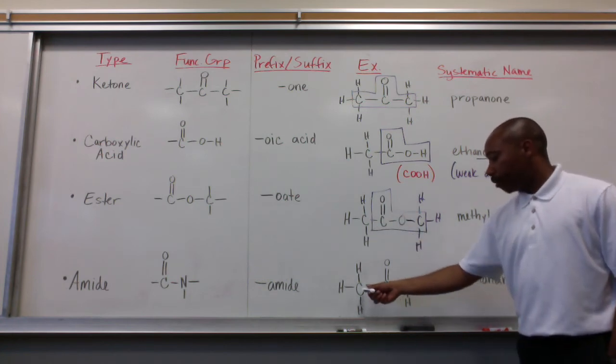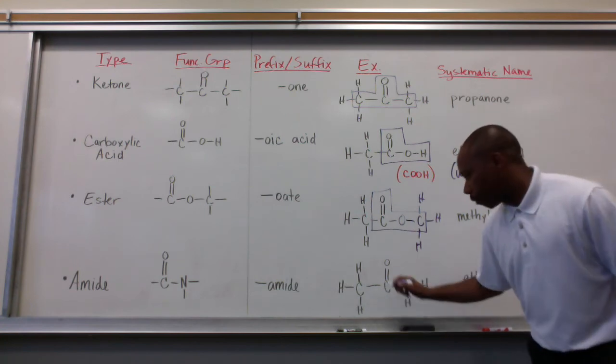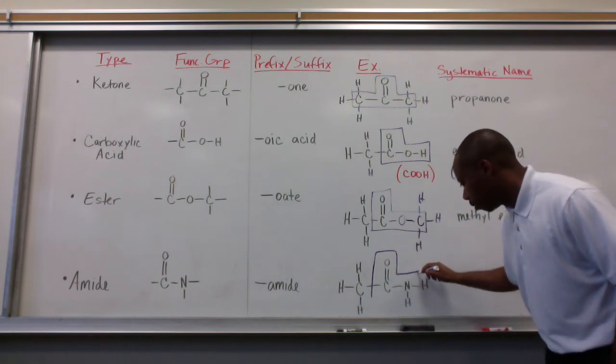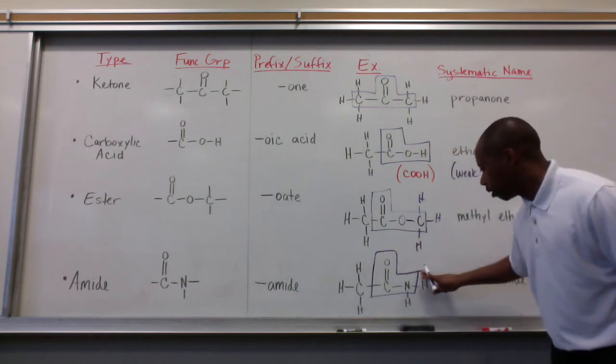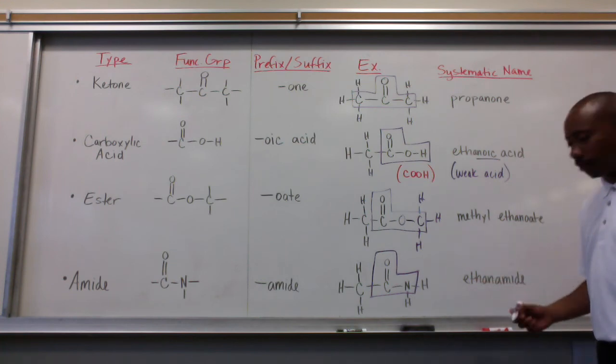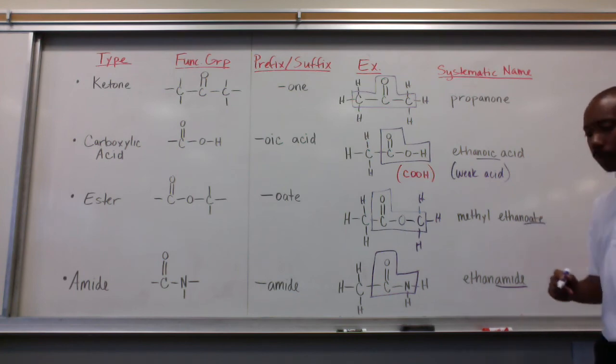And our example here, we have a carbon attached to a carbon, attached to a nitrogen. Your functional group is, well, we'll say it's here. This is called ethanamide. And it's right there, and the last one was up there.